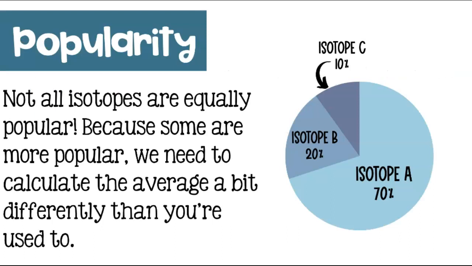element. In the real world, we can have multiple isotopes of one element, and all of those isotopes will not have equal abundance. They will not be equally popular. Because some are more popular, we need to calculate the average a bit differently than what you're used to.